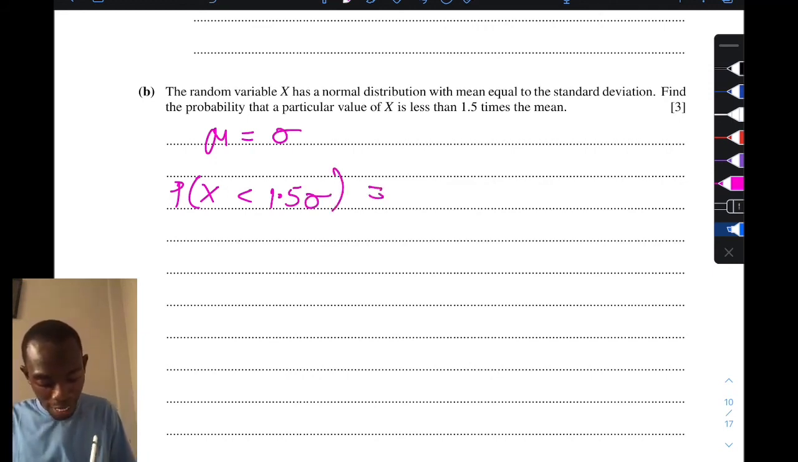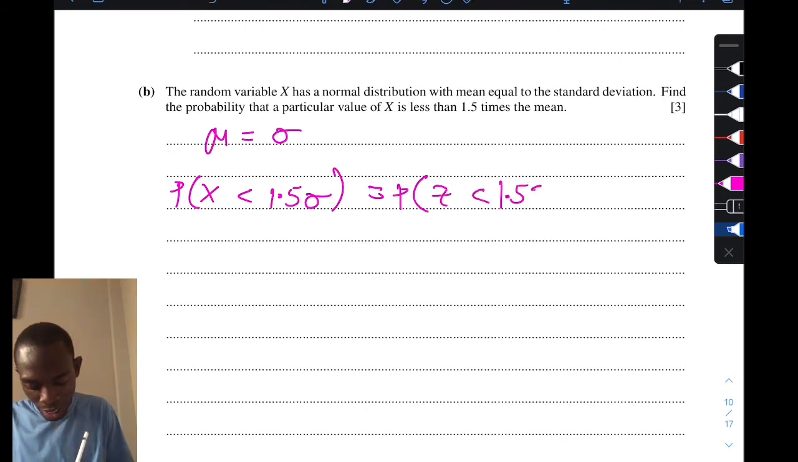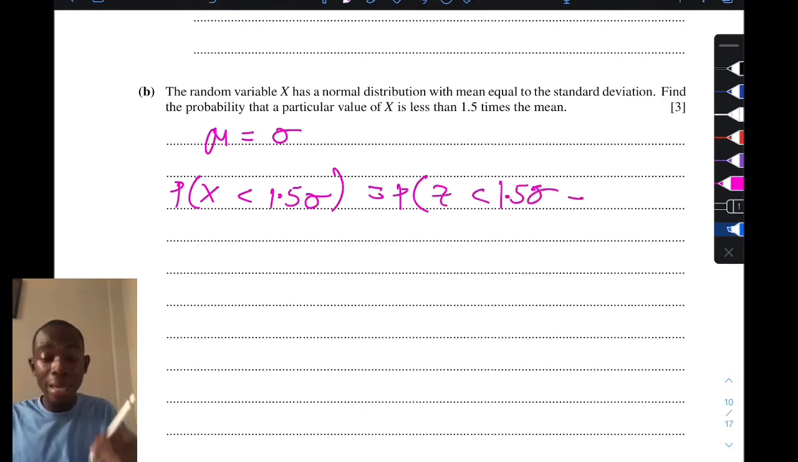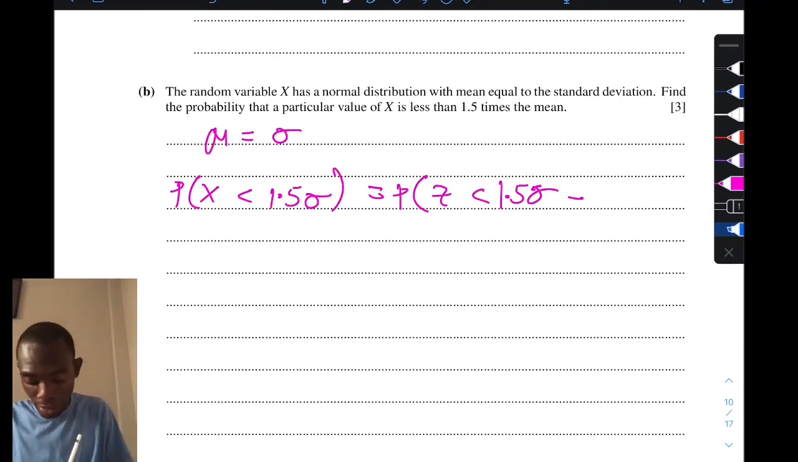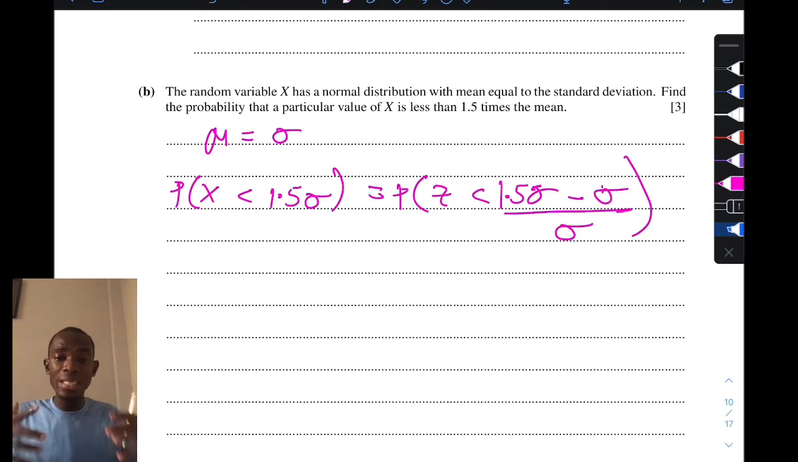Okay, we have to normalize this, so that will be z is less than 1.5 sigma minus the mean, but the mean is also sigma, so minus sigma, all over the standard deviation, sigma. Now you must work in sigma, sigma, sigma. Don't do sigma and the mu and things, because if you have different values or variables, then it will be very difficult to subtract.